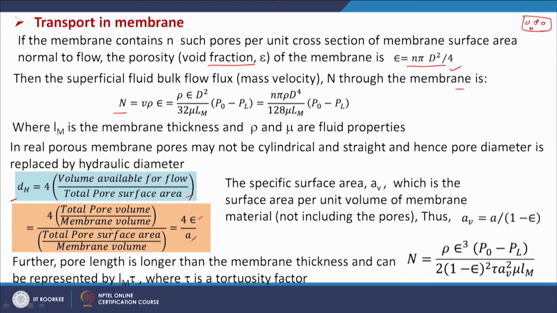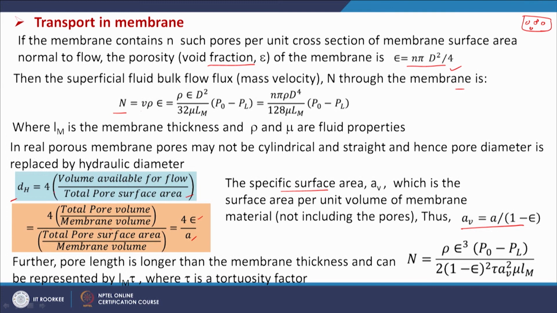So, this A can be correlated with the specific surface area like this: specific surface area AV is equal to A by 1 minus E, because AV, the specific surface area, is the surface area per unit volume of membrane material not including the pores. So, when we are considering the pores, then AV equals A by 1 minus E.